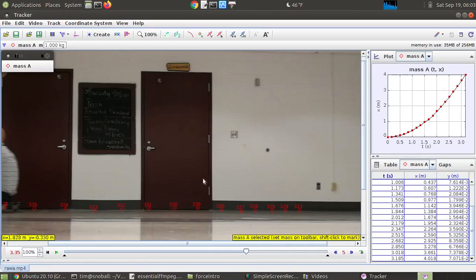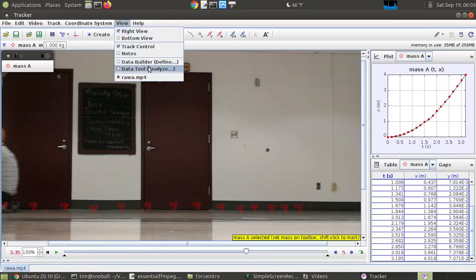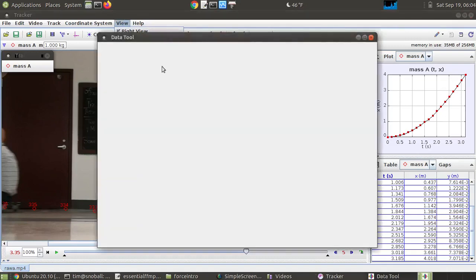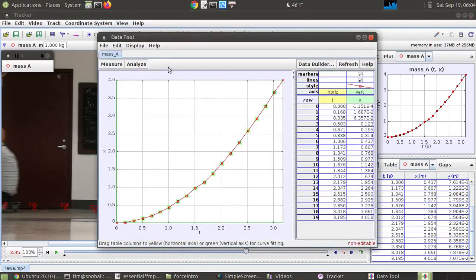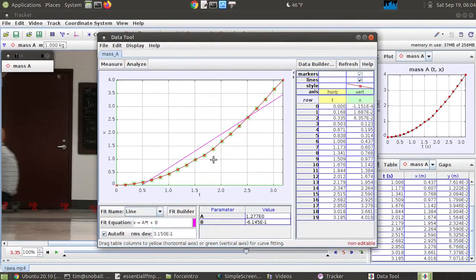So what we can do is we can have Tracker get us an equation for this motion. So the way we do that is we go up to View, Data Tool, and we're going to go to Analyze, Curve Fits. So clearly it's not a line, but what else could it be? Well, we have some options, and for me that looks the most like a parabola. And we can see that the parabolic curve fits it very, very well.